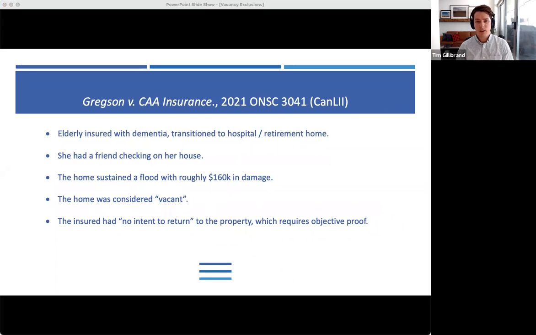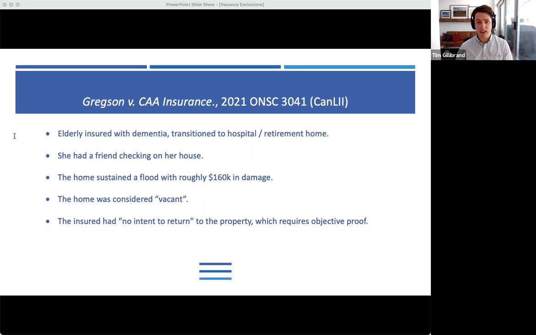So first, there's a very recent decision from the Ontario Superior Court, which is Gregson versus CAA. This case involved an elderly lady who developed dementia. She was living at her home until October 2016, and then she went into a hospital and she was shuffled back and forth between the hospital and a retirement home. While she was doing that, she had a friend who was checking up on her property every so often, but wasn't living there and wasn't staying overnight. Five months later, while she was still in the hospital, there was a flood at the property that resulted in $160,000 in damages. And CAA denied the claim on the basis that the home was vacant.